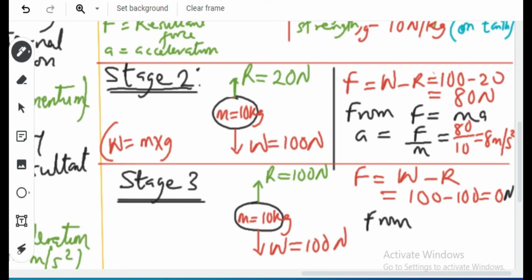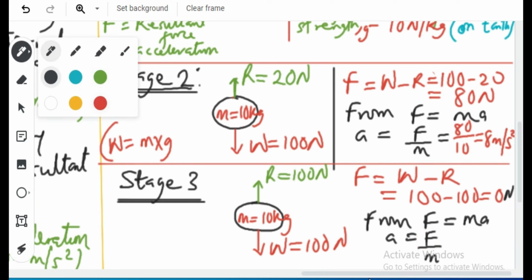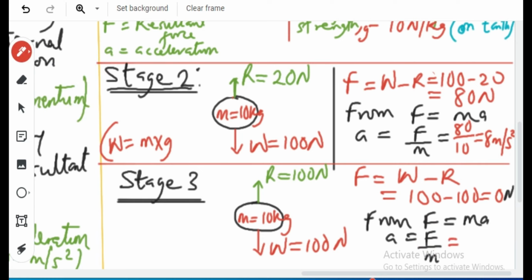From F equal to ma, acceleration is equal to force over mass, is it not? By the way, what does this F stand for? Okay, so let's work it out quickly. That's what over what? Yes, what's the force?